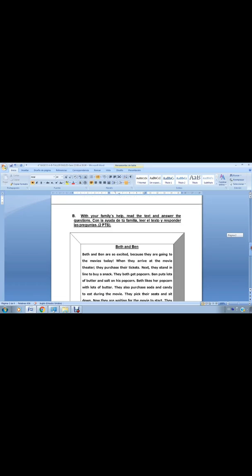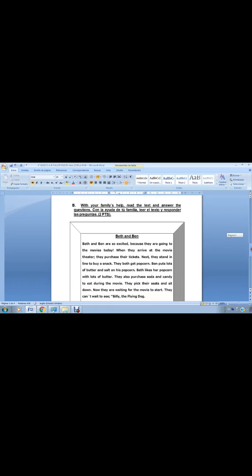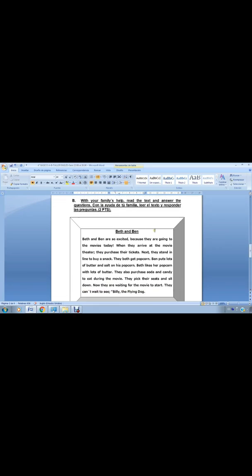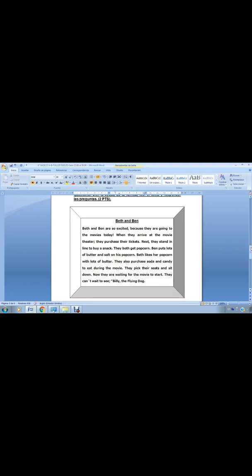Let's continue with exercise letter B. Vamos a continuar con el ejercicio letra B. That says, que dice, with your family's help, read the text and answer the questions. Con la ayuda de tu familia, leer el texto y responder las preguntas. So, now I am going to start reading the text about Beth and Ben. Ahora voy a comenzar leyendo el texto sobre Beth y Ben.